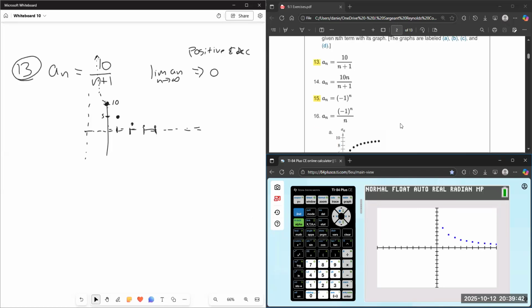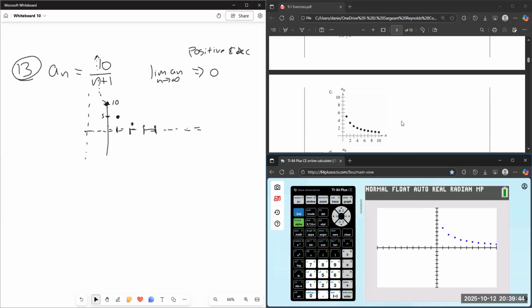So which one does that match? That matches with C.